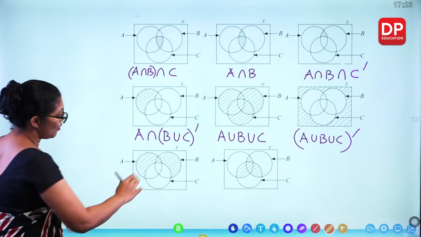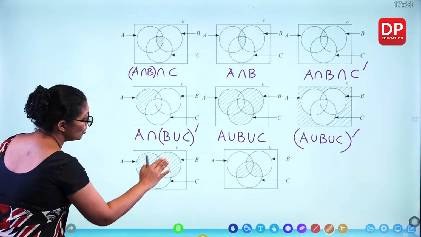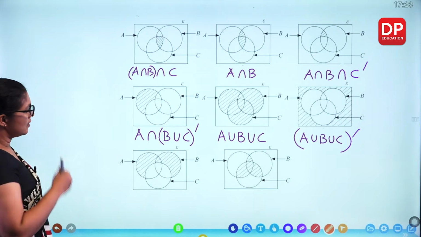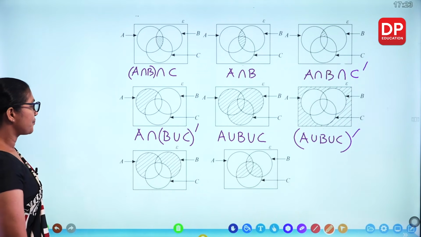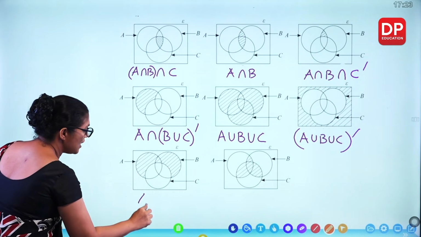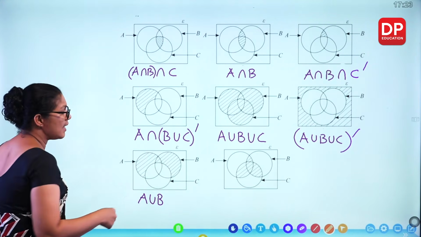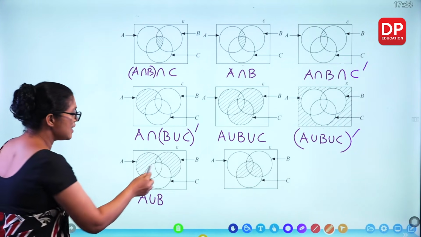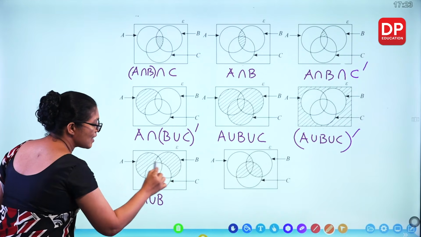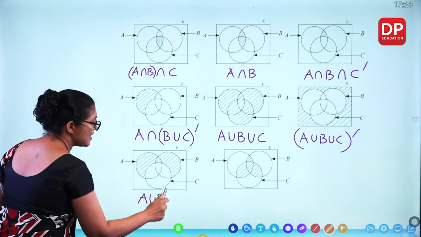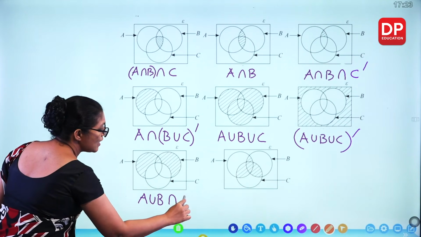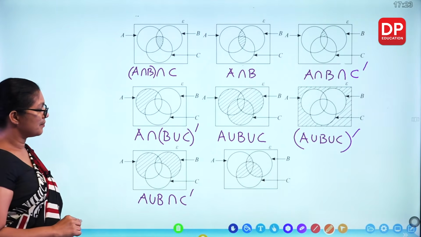This one not belongs to C. So what can we write? If you take A union B, everything needs to color in this whole A circle and B circle, but not shaded the C region. So that means outside C. So intersects with C dash.